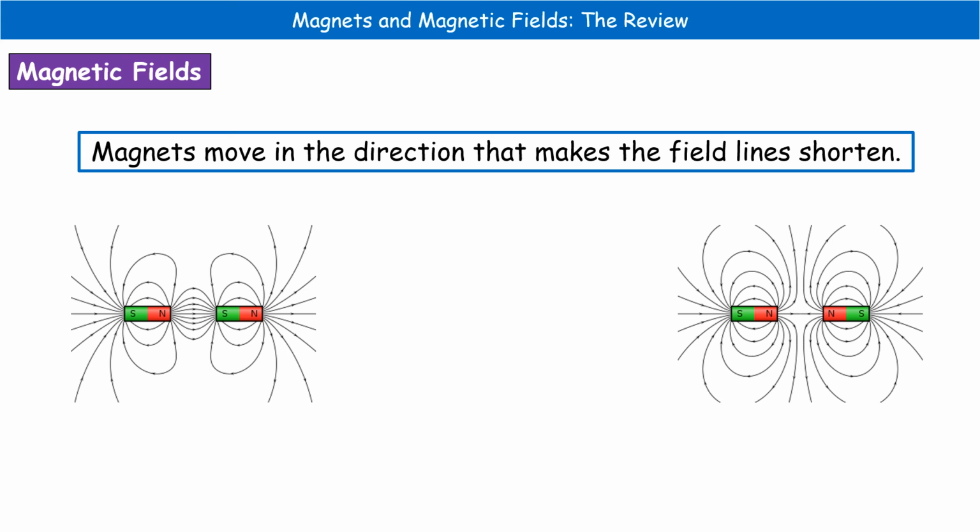If we think about why magnets will either repel or attract, it's all to do with the movement in the direction that makes the field lines shorten. If we've got north to south, remember those field lines are passing from north to south, so they're going to attract because they are going to pull together to shorten those field lines on the left. Whereas on the right here, we've got like poles, a north pole facing a north pole. So the magnet is basically going to have to turn one of them through 180 degrees in order to have that connection to shorten those field lines. Hence, they repel.